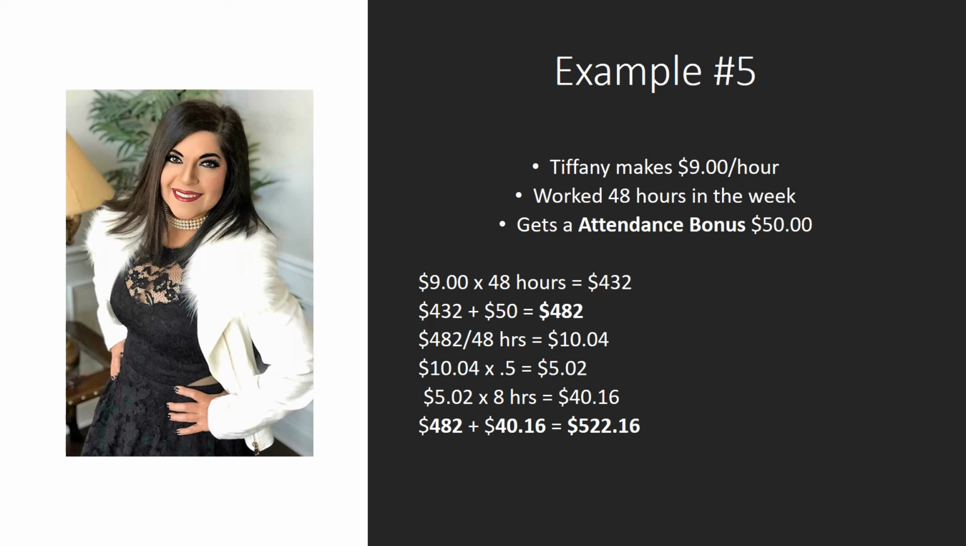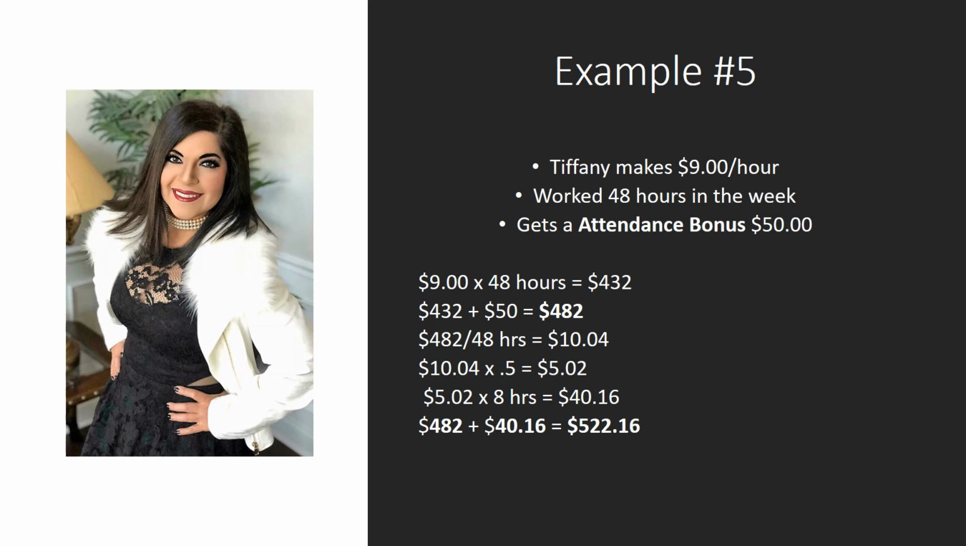So first we're going to establish the regular rate for all the hours that she works. So $9 times 48 hours is $432. We are going to add to $432 the attendance bonus, the non-discretionary bonus of $50, which comes out to be $482. Now we want to establish the new regular rate. So 482 divided by all the 48 hours that she worked comes out to 10.04. You can see how my rate went from $9 to 10.04 per hour as we added the $50 bonus.